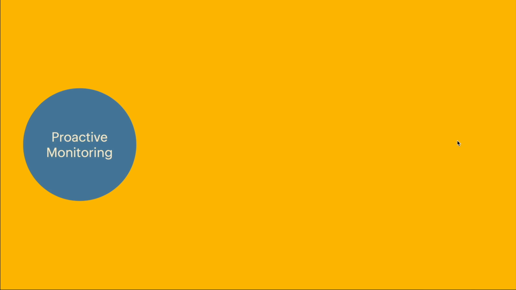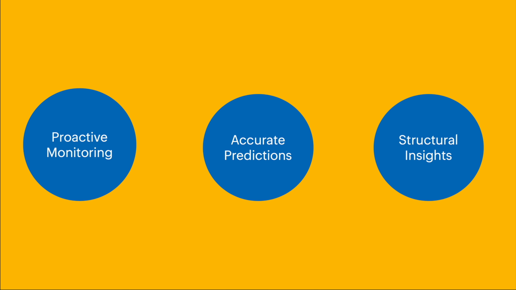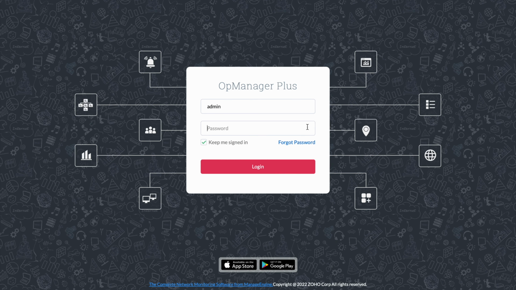Using machine learning, OpManager can provide administrators with proactive monitoring, accurate predictions of resource usage, and structural insights, therefore alerting administrators about potential network outages or performance bottlenecks. Now let's see how to fetch forecast trend reports for your devices.